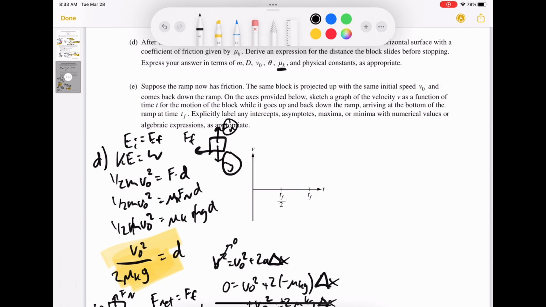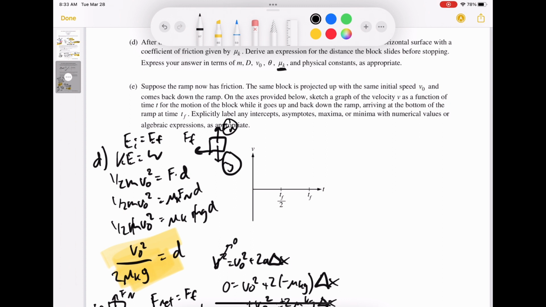The same block is projected up with the same initial velocity v naught and comes back down the ramp. On the axis provided below, sketch a graph of the velocity v as a function of time t for the motion of the block while it goes up and back down the ramp, arriving at the bottom of the ramp at time tf. Explicitly label any intercepts, asymptotes, maxima, minima, with numerical values or with algebraic expressions as appropriate.